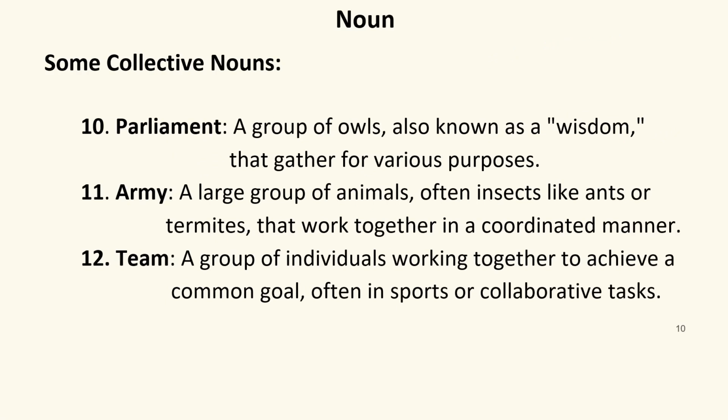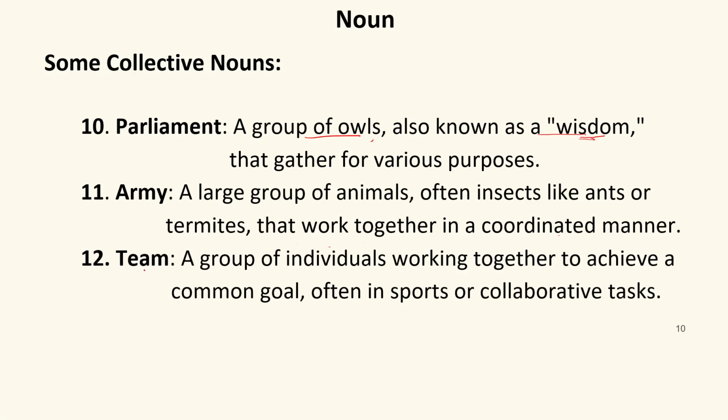Then we have parliament. Parliament is actually the group of owls, also known as a wisdom. Now you can see these words. These are ironical words, in fact. Wisdom and group of owls are known as parliament. Now, a large group of animals, often insects like ants or termites, that work together in a coordinated manner. Also, army of soldiers. Army is also a group of soldiers.